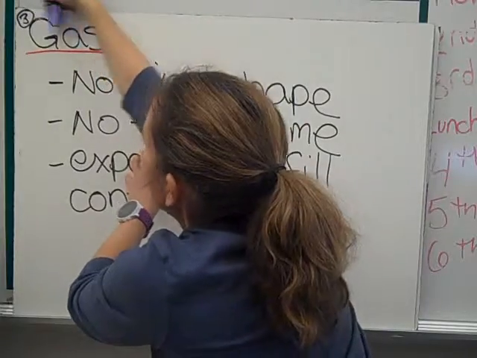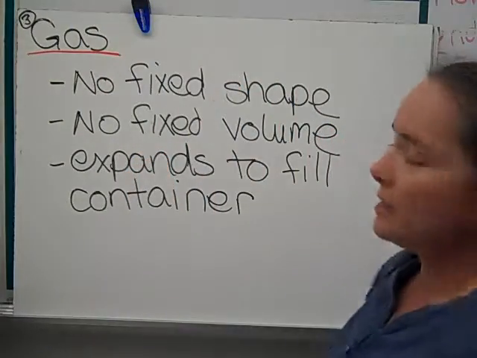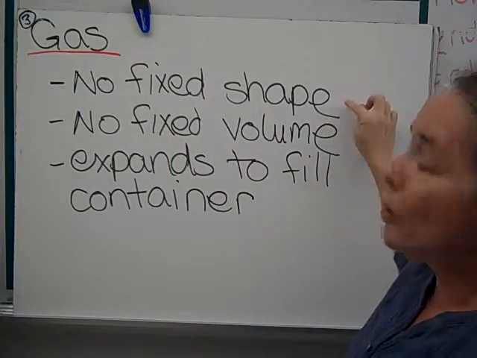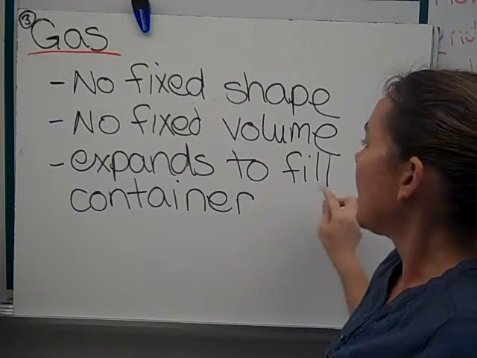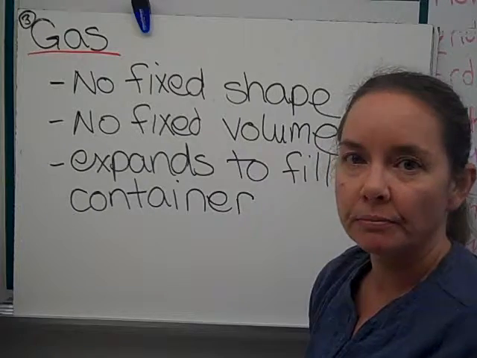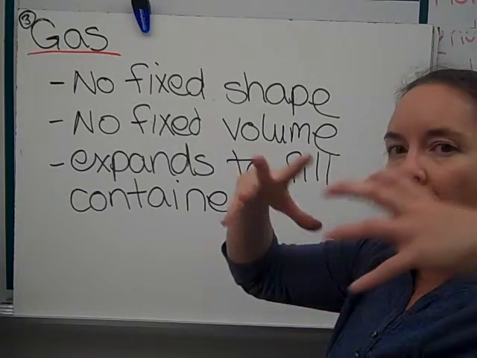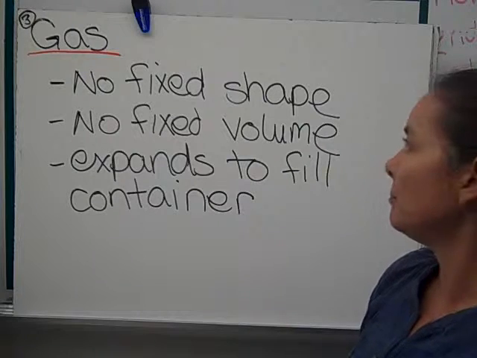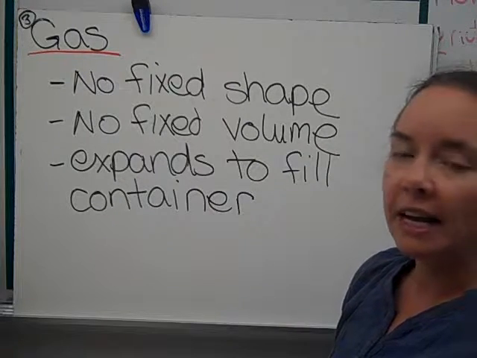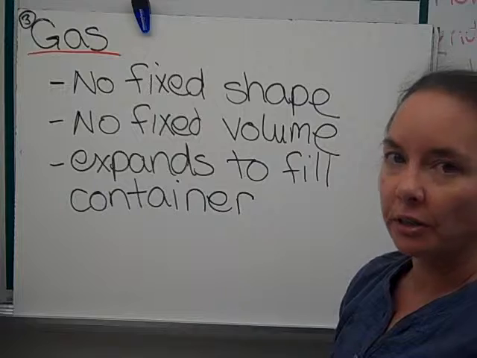Okay, and the next state of matter is gas. No fixed shape, no fixed volume, and it expands to fill its container. So gases will spread apart as far as they can until something contains them. And they'll take on whatever shape their container is.